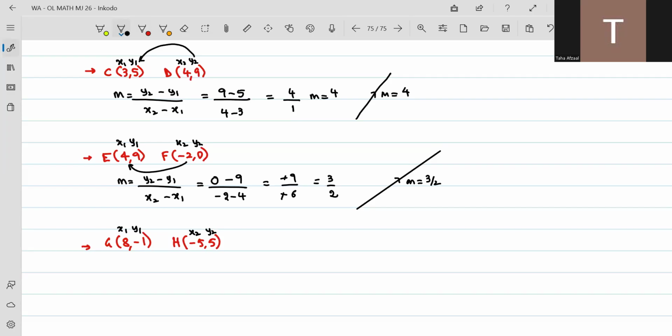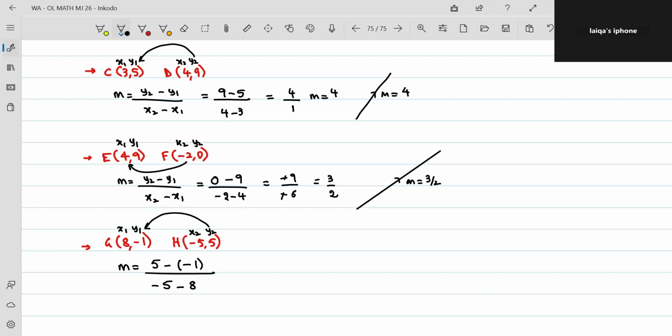Come on, let's find out the gradient. Y2 minus y1. Laika, find out the gradient for me. Y2 minus y1. Yes, Laika. Sir, minus 5 minus minus 1, and then minus 5 upon minus 5 minus 8. That's going to be 5 plus 8, and minus 13. That's 6 over minus 13.